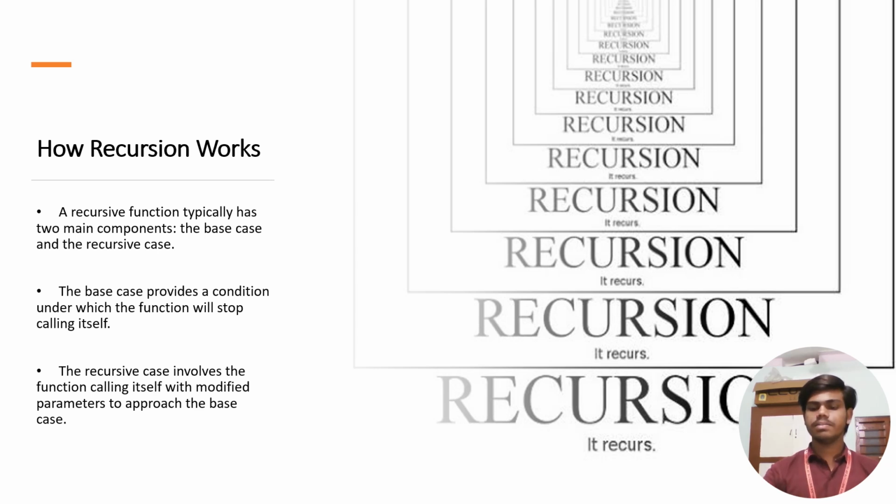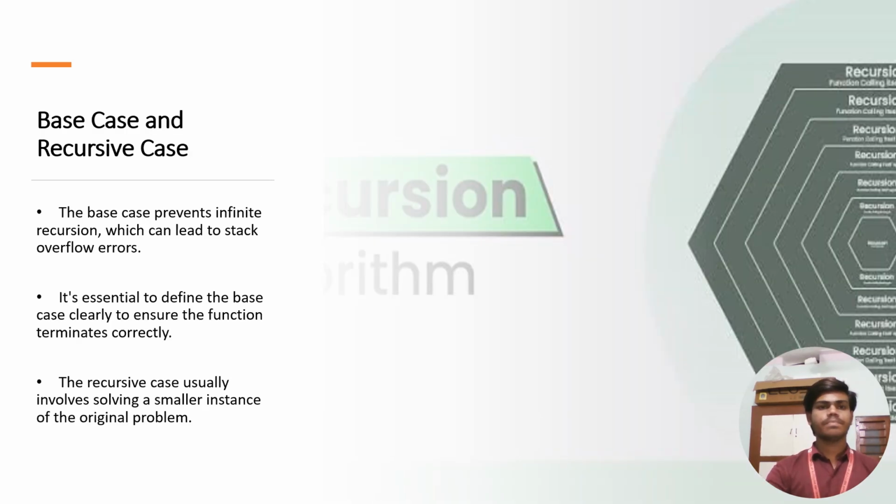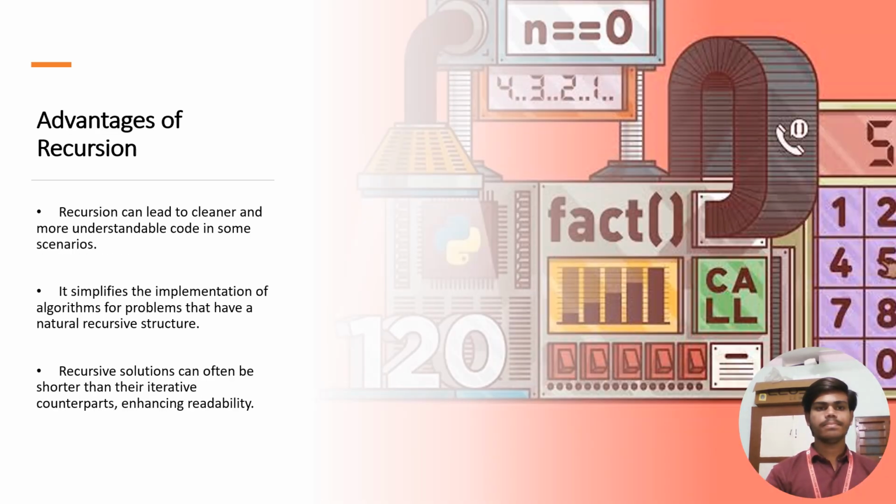The recursive case involves the function calling itself with modified parameters to approach the base case. The base case prevents infinite recursion, which can lead to stack overflow errors. It's essential to define the base case clearly to ensure the function terminates correctly. It can break the recursive function at the point we need. The recursive case usually involves solving smaller instances of the original problem.